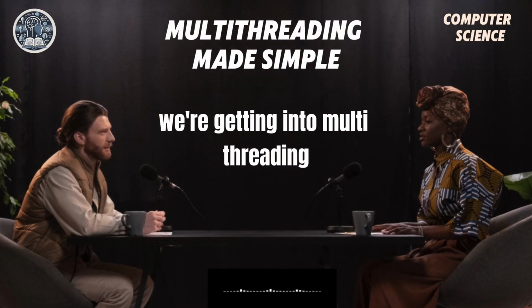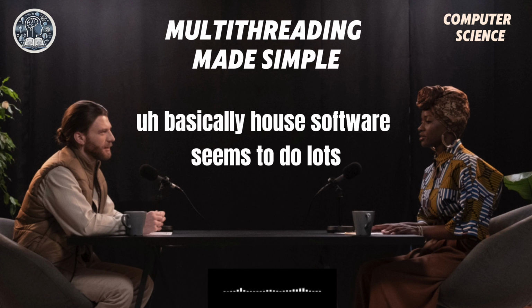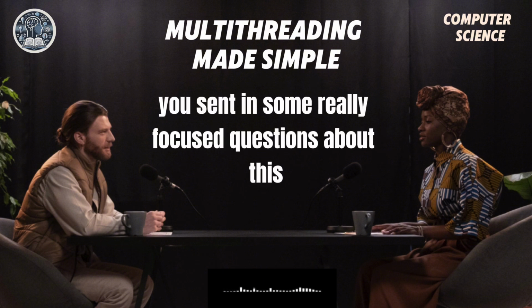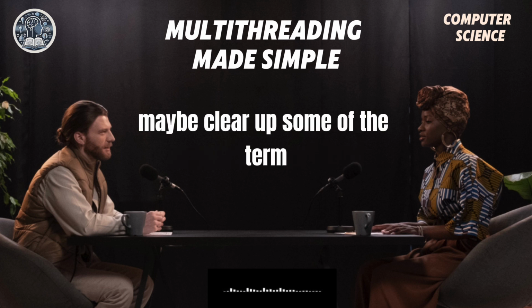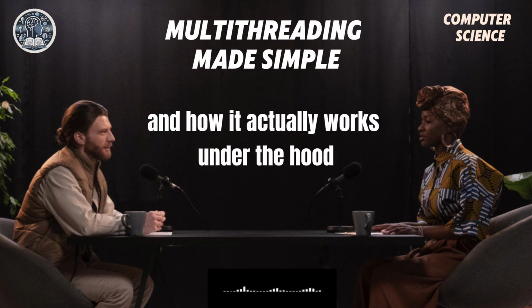Today we're getting into multi-threading and concurrency in programming. Basically, how software seems to do lots of things at once. Yeah, without falling over. Exactly. And you sent in some really focused questions about this. Right. So our goal here is to unpack the key ideas, maybe clear up some of the terms, and give you a solid handle on why multi-threading is a thing and how it actually works under the hood.